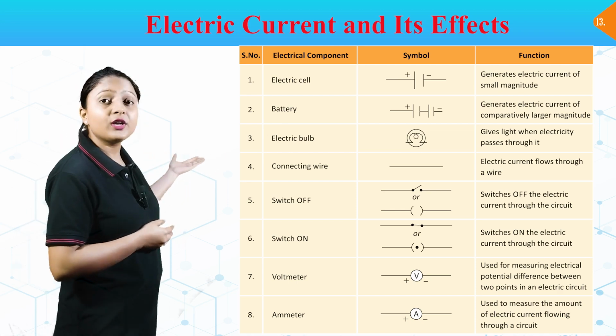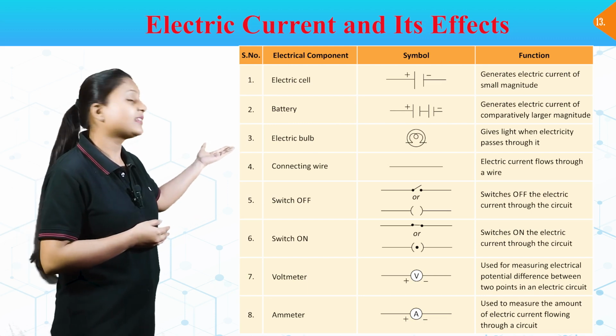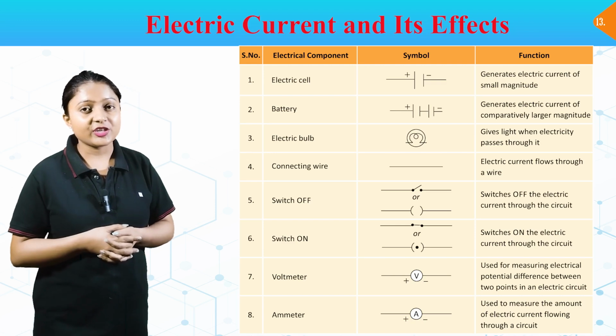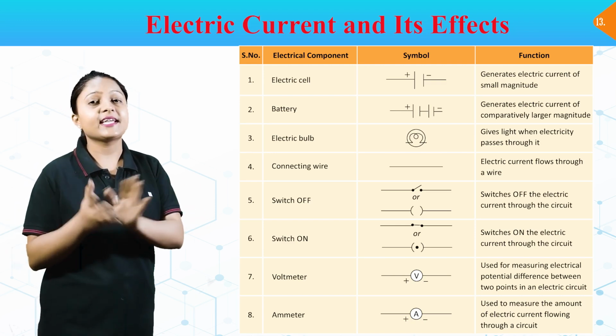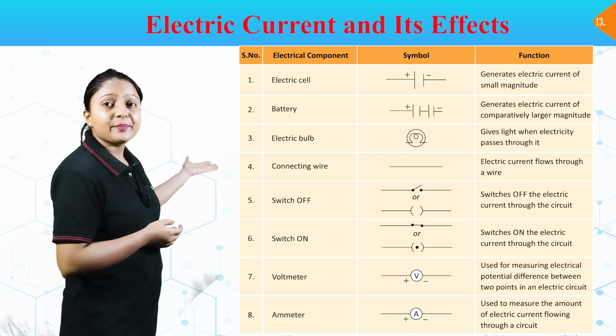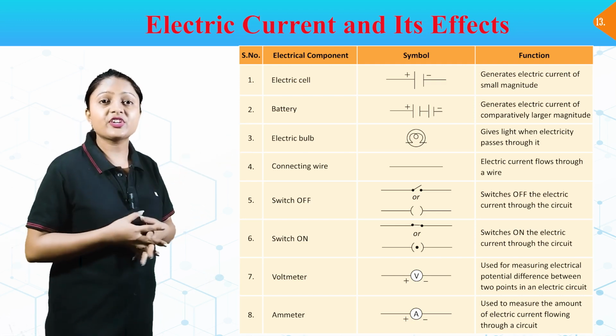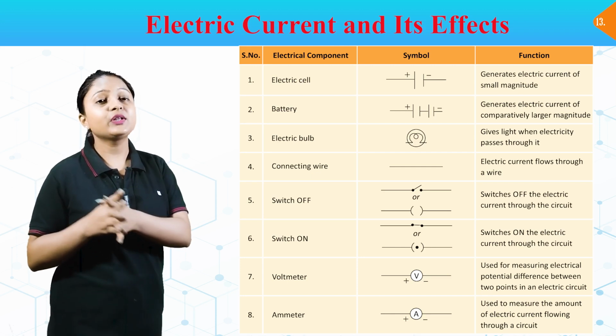Number 7. Voltmeter. Its symbol and its function. Used for measuring electric potential difference between 2 points in an electric circuit. Number 8. Ammeter. Its symbol and function. Used to measure the amount of electric current flowing through a circuit.